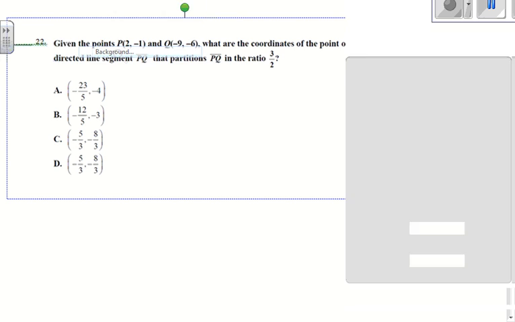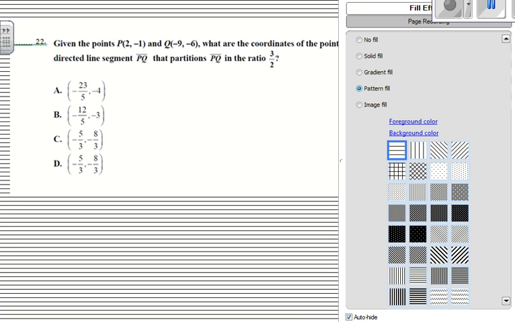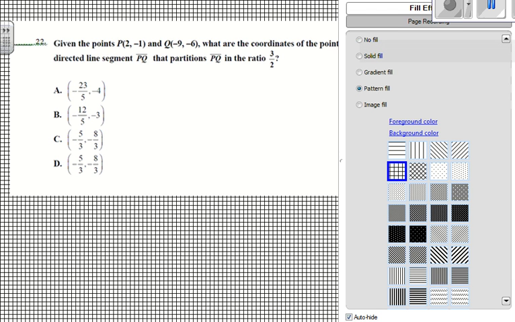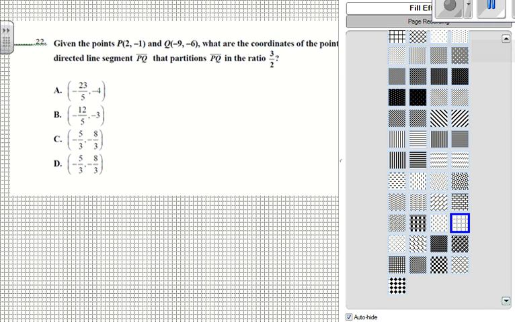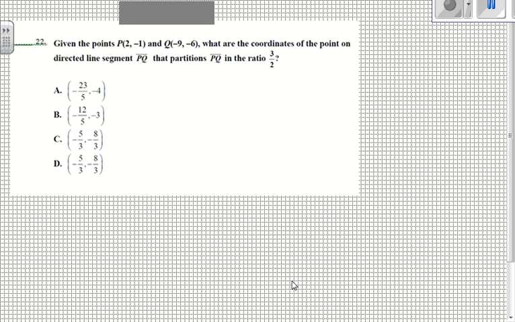I'm going to put some grid paper in the background, though. Even though it's teensy tiny grid paper, it's all I have right now. But basically, you've got these points, okay? All right. And I'm going to make my little axes. All right.